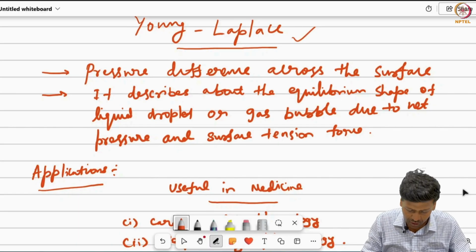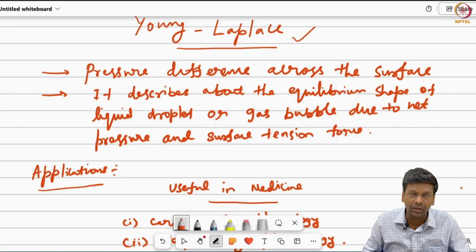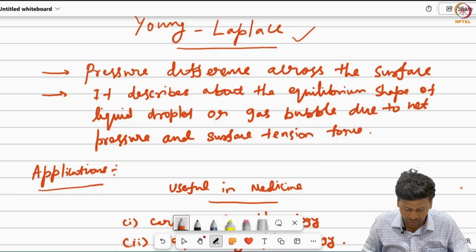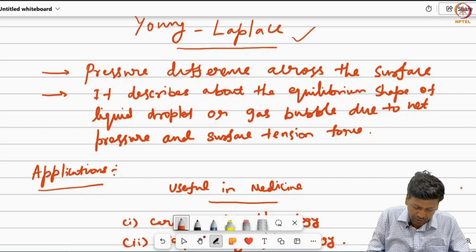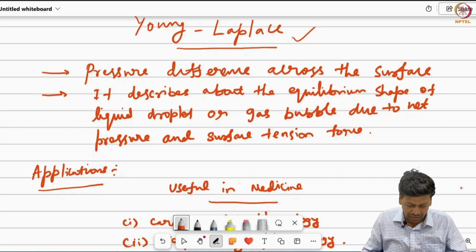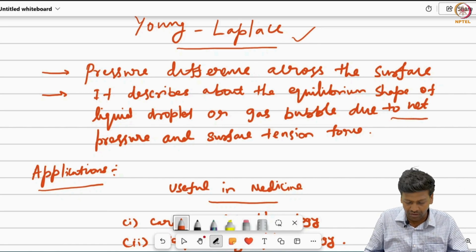As I explained just now, the pressure difference across the surface is what we are going to look at when we deal with the Young-Laplace equation. In short, the Young-Laplace equation is used to describe the equilibrium shape of the liquid droplet or the gas bubble, due to net pressure and surface tension force acting at the interface.